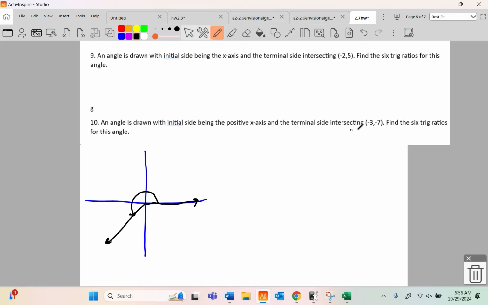We went back 3 to get to this point, and we went down 7. Notice what I'm doing? I'm drawing a triangle because I'm doing trigonometry. It says find the 6 trig ratios for this angle. Now, you get 3 of these trig ratios from SOHCAHTOA.